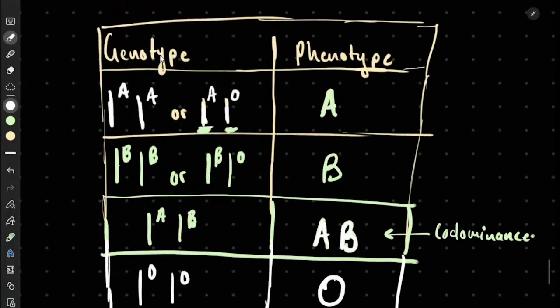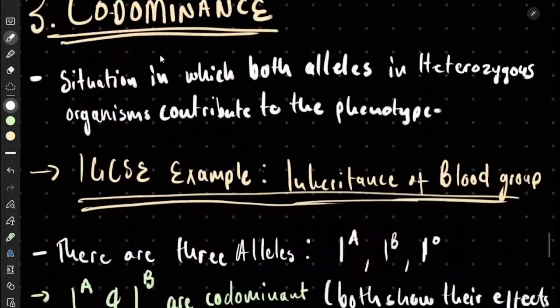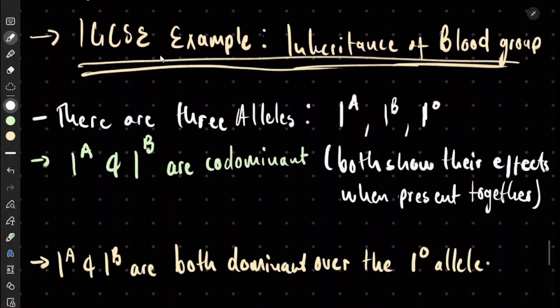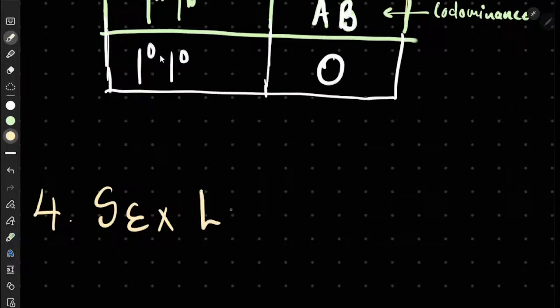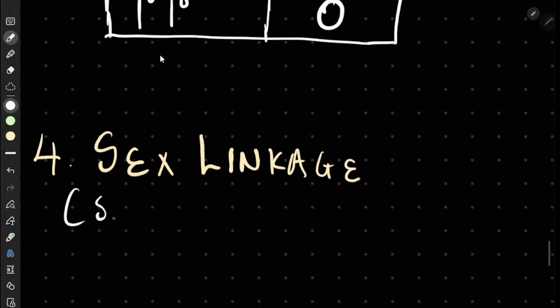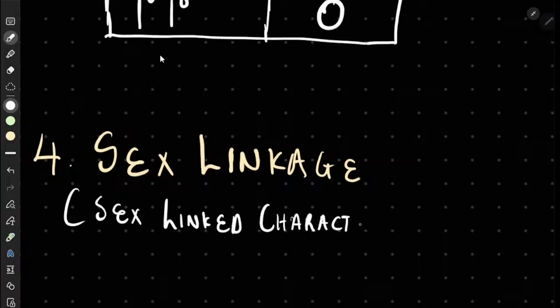Now let's do the last type of Punnett square. The last type of Punnett square is when we do sex linkage. We want to know the Punnett square for sex linkage. They can ask you, or sex linked characteristic.